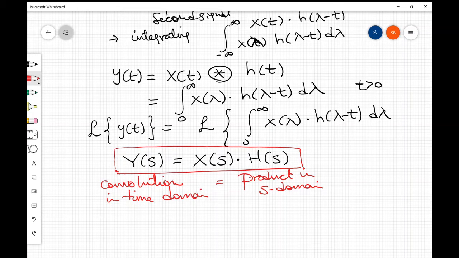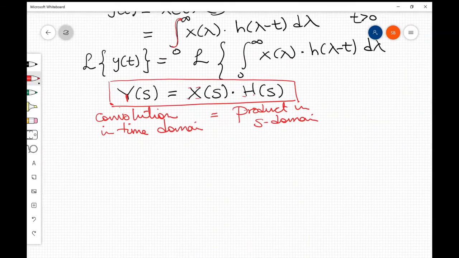So in order to find the convolution in the time domain, we have to integrate it from 0 to infinity and time shift and reverse it. But in Laplace transform, if we can find the Laplace transform of the excitation and the impulse response, then by just multiplying these two functions, we can find the output of the signal.